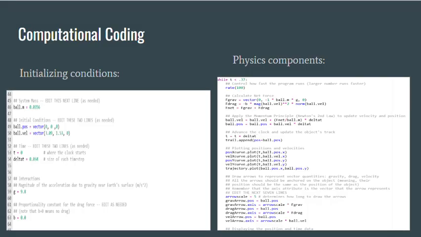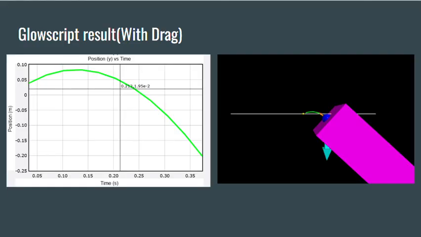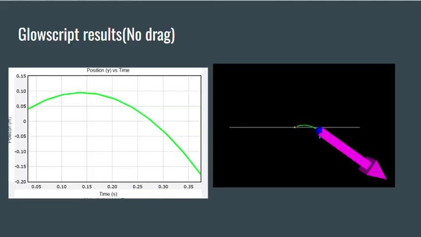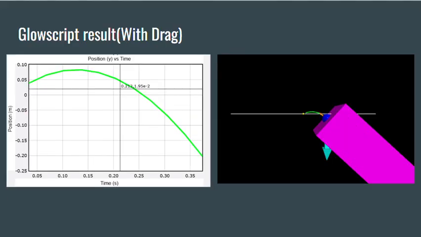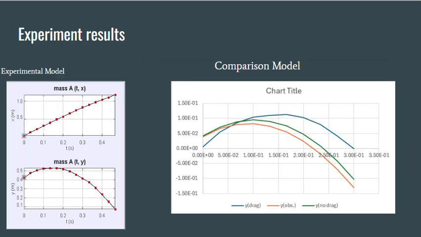This was the GlowScript result with no drag. This was the GlowScript result with drag, as you can see. Looking at the difference, you can't really tell here, but the GlowScript with drag went lower than the GlowScript without drag. Here you can tell better.